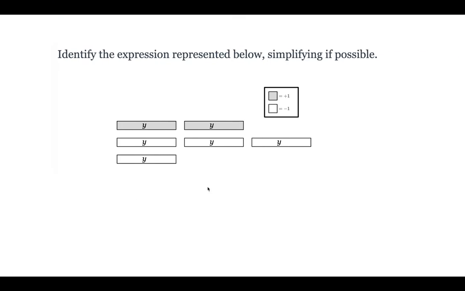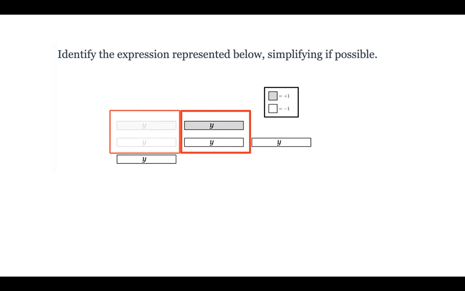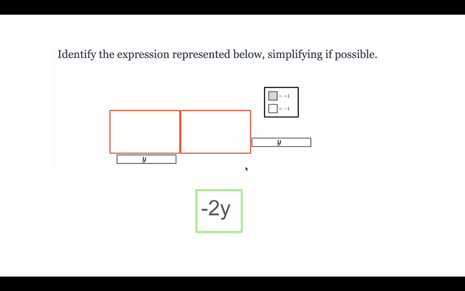Okay, so the last example I want to show you guys is now let's use that idea of zero pairs in an expression like this. So notice here that we've got some negatives here in the white, and the positives are the grayed out ones. Well, that first pair of y's there, that's a zero pair. There's another zero pair. So I can pretty much just cancel those out. Okay, so now all I have left are these two negative y's, so my answer is negative 2y. Okay, that's it.